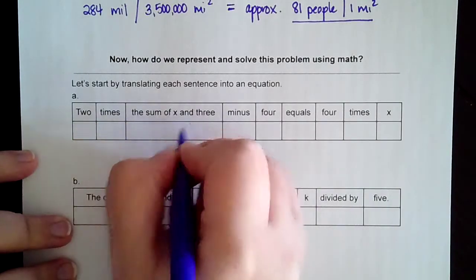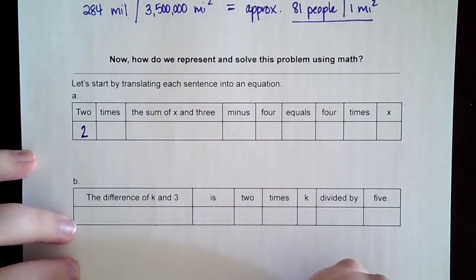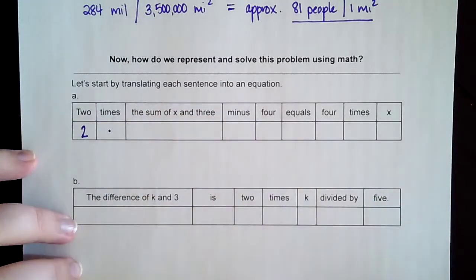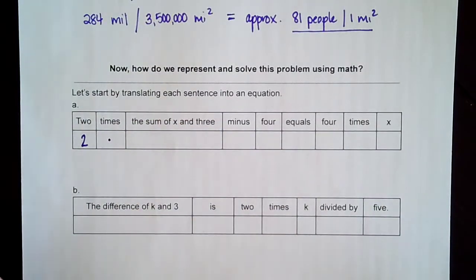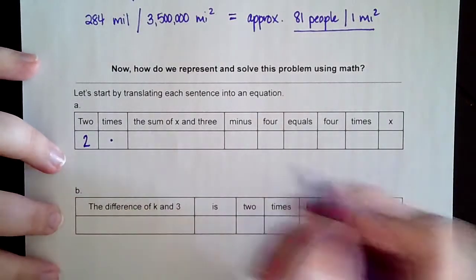So 2 times the sum of x and 3. The symbol for times is often a dot. I'm not going to use an X because, as I was talking about in yesterday's video, we often use X to be a variable. If we're using X as a variable but also as times, that can get a little confusing. So I'm going to use the dot in this case.